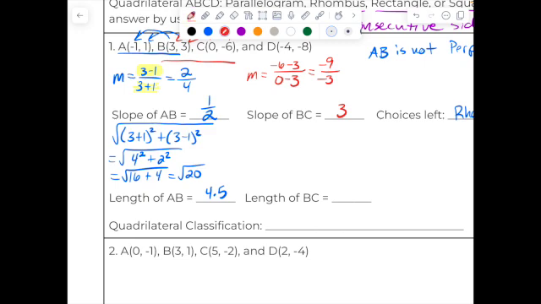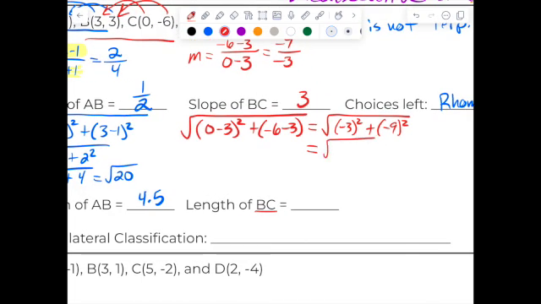Well, now I'm going to do the same calculation for BC. I'm going to go back and do my distance formula for the coordinates of BC. When I do x2 minus x1, that is 0 minus 3. And y2 minus y1 is negative 6 minus 3. Well, 0 minus 3 is negative 3. And negative 6 minus 3 is negative 9. When I square the negatives, remember that you get positives. Negative 3 squared is positive 9. Negative 9 squared is positive 81. And if I add those together, I get 90. And the square root of 90 is about 9.5.